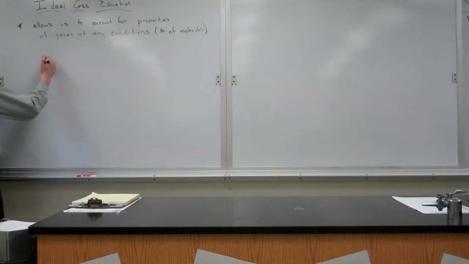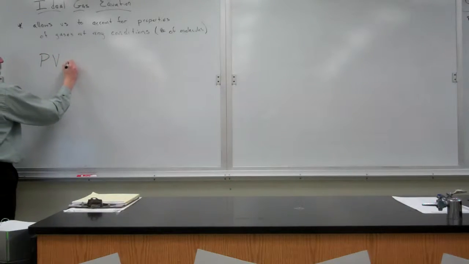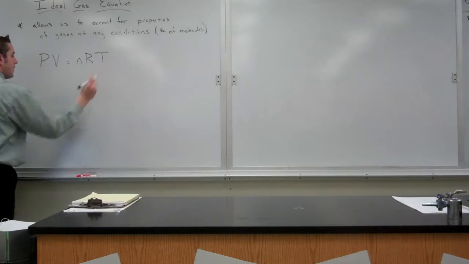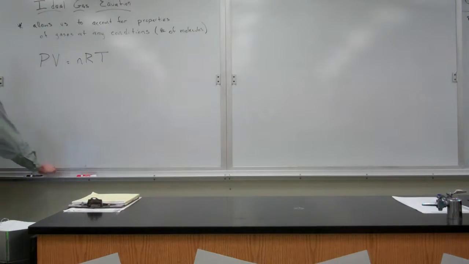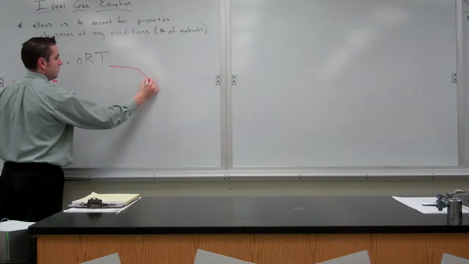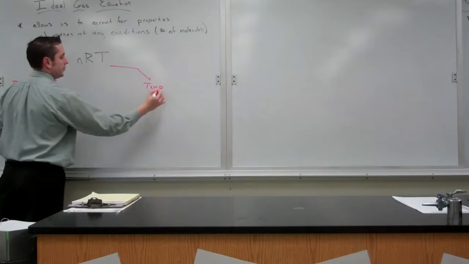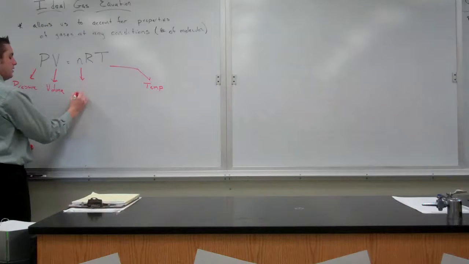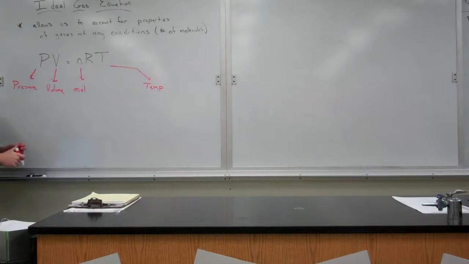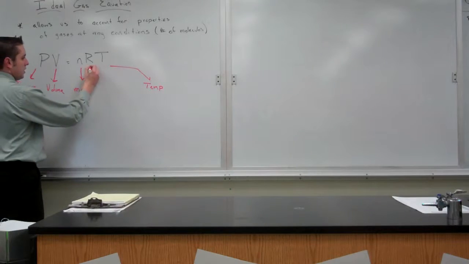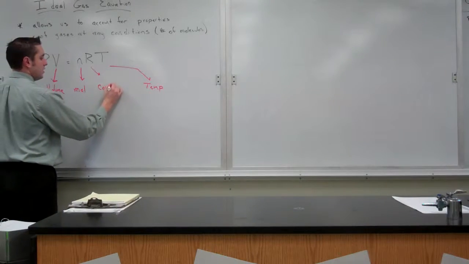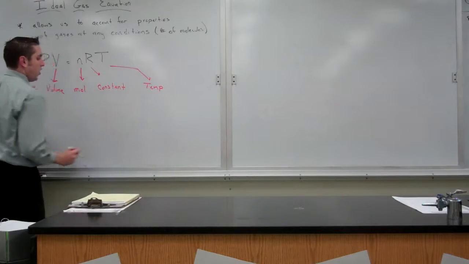The ideal gas equation states PV equals nRT, where in this case P stands for the pressure, V stands for volume, T stands for temperature, n represents the amount, and R is a constant.